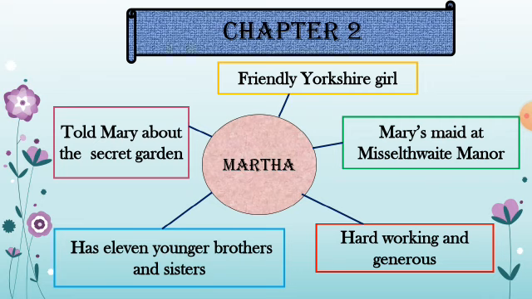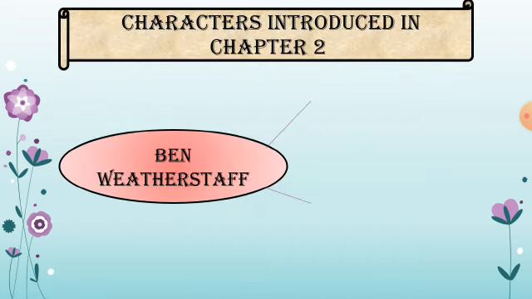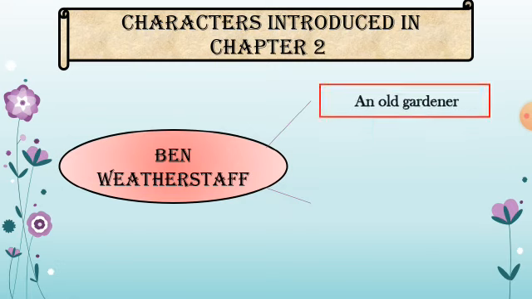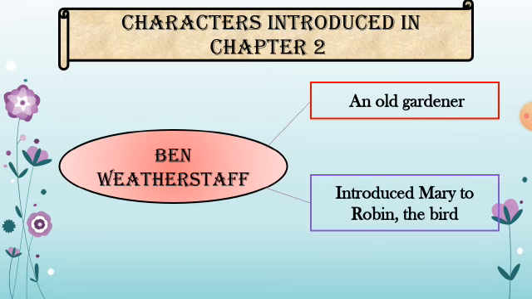On a cold winter day, while Mary was roaming in the garden, she met an old gardener whose name was Ben Weatherstaff. He introduced Mary to the bird Robin. Then there comes an act which was very suspicious. Mary heard someone crying and asked Martha, but Martha denied, saying, "There's nothing, only the wind." But Mary thought that this house is full of secrets.